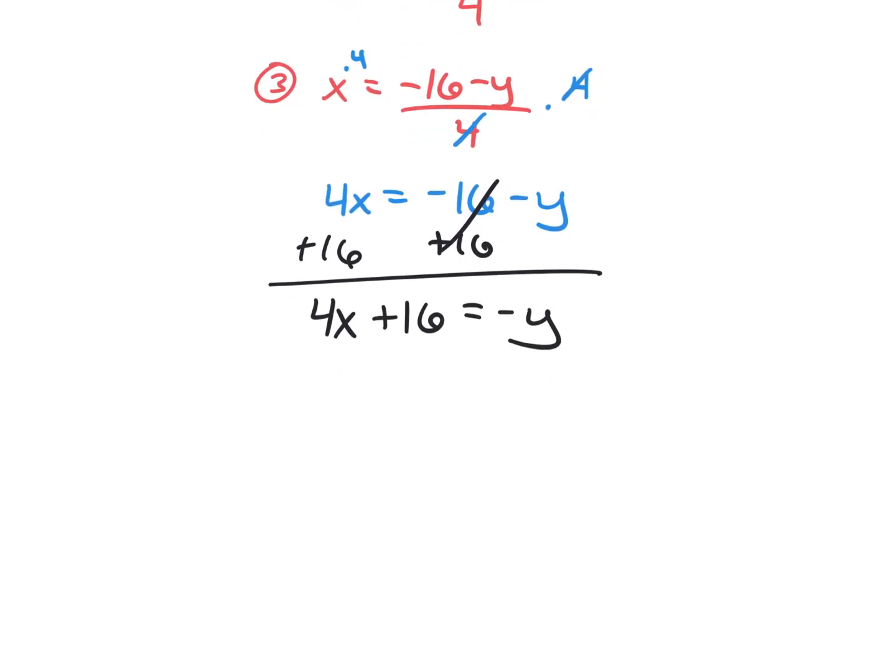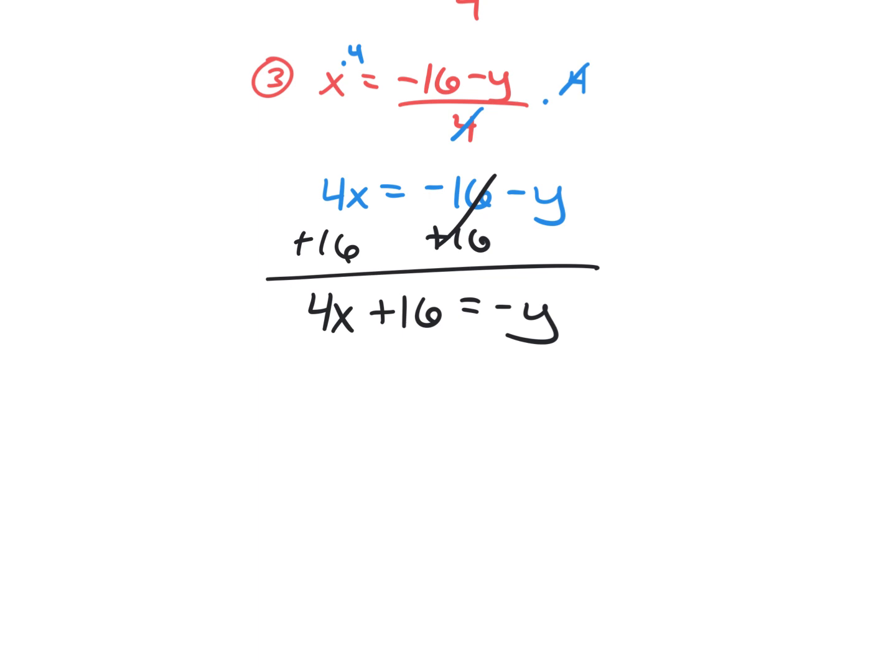Is y completely by itself yet? No, because what's this negative? 1. That's a negative 1, right? So how do I get rid of that negative 1? A lot of us would think add, which is valid, okay? But what is happening between the negative 1 and y? They're multiplying. So we have to do the opposite. We want to divide by a negative 1 on both sides. What does dividing by a negative 1 do?